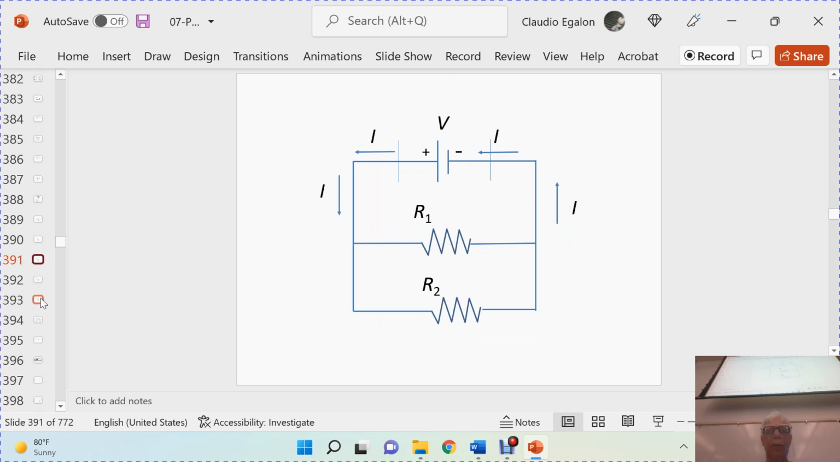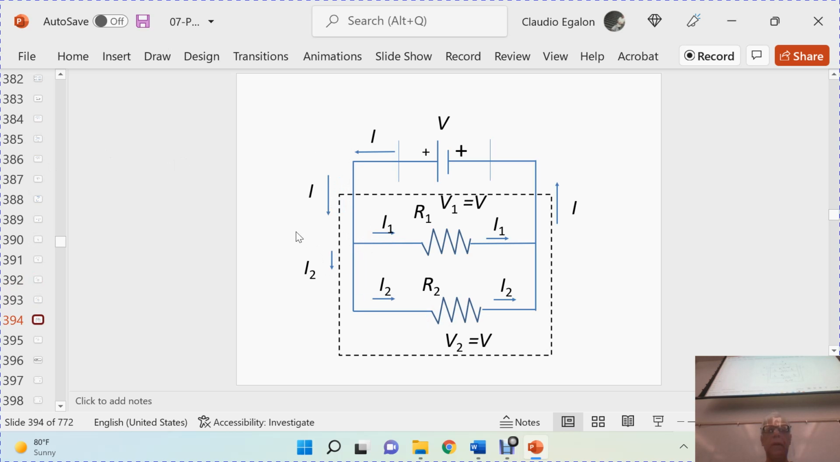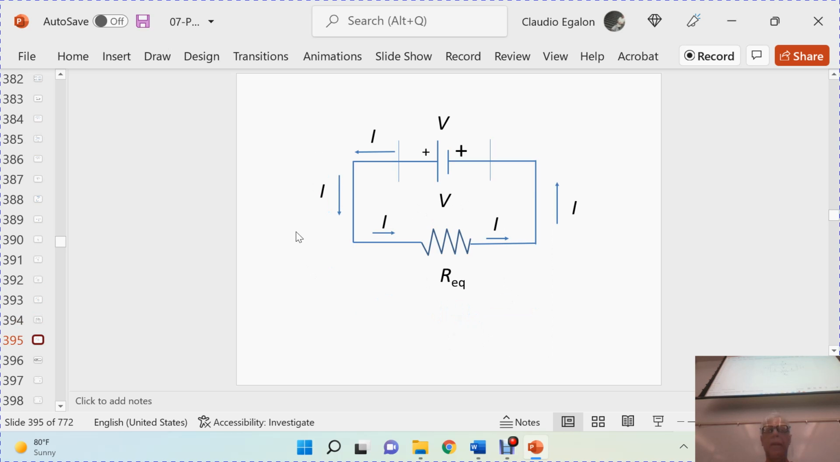Just like that. Current coming from the main branch is stronger, and when it reaches this junction, it splits into branches. Okay? This circuit, just like I mentioned, can also be treated as a circuit that has a single resistance. That would be the equivalent resistance. And by the way, the current here would be the same as the incoming current in this equivalent circuit. Here you go, like that.